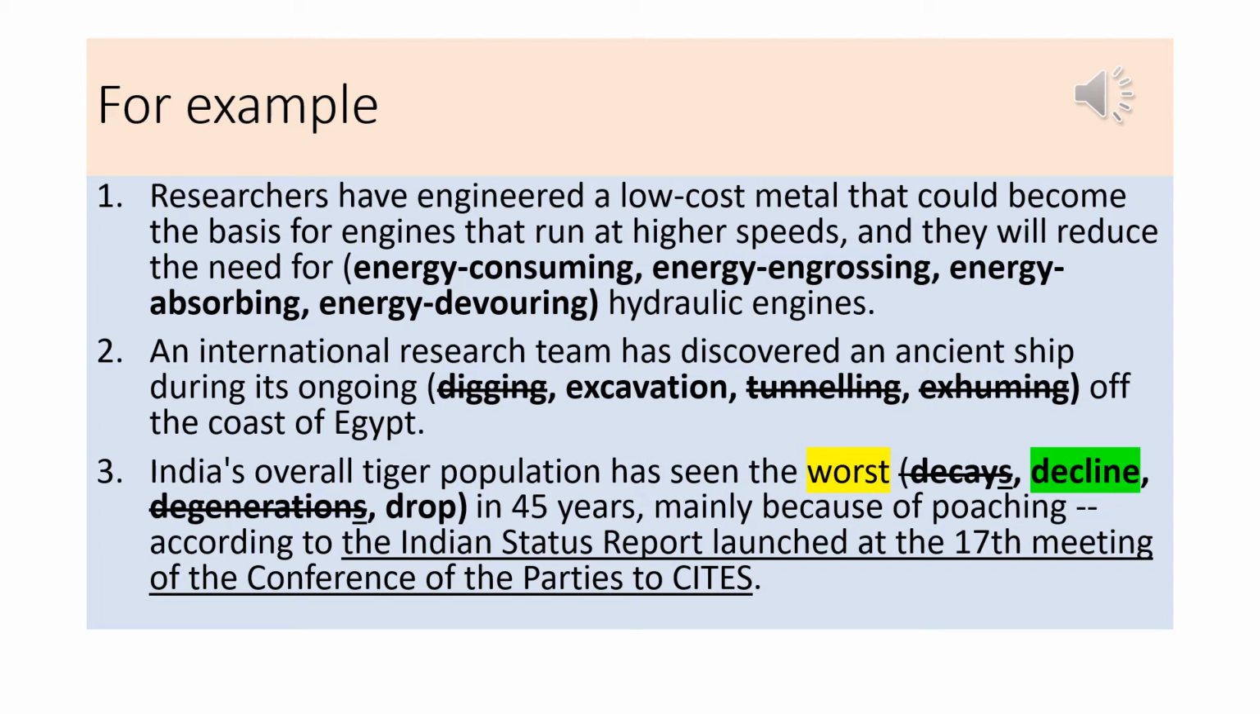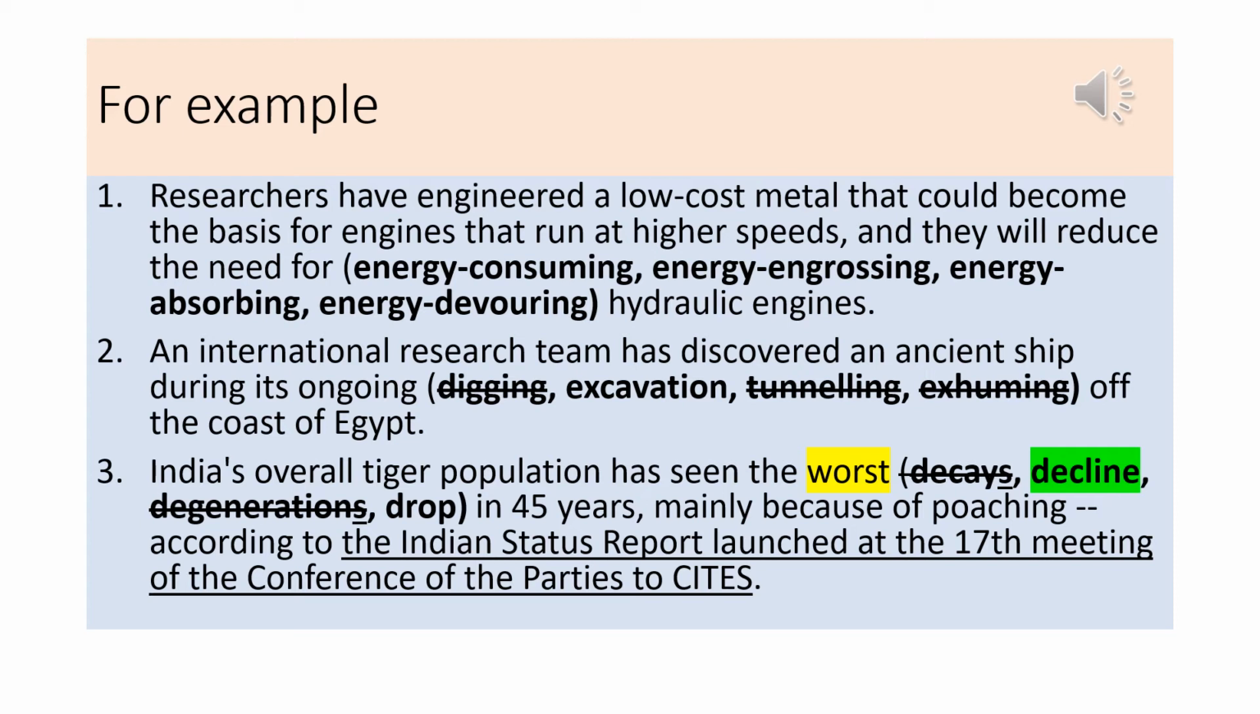In the third one here, it says India's overall tiger population has seen the worst decays, decline, degenerations, drop in 45 years, mainly because of poaching, according to the Indian Status Report launched at the 17th meeting of the Conference of the Parties to CITES.